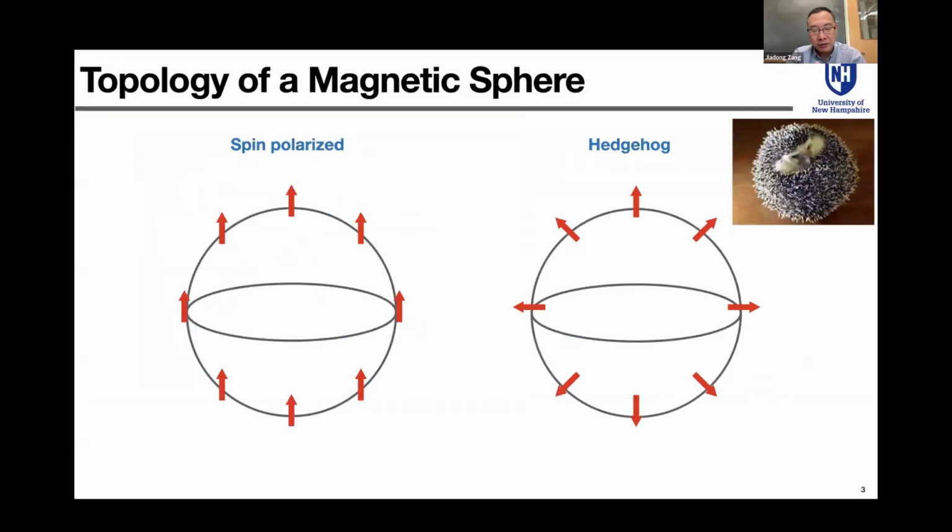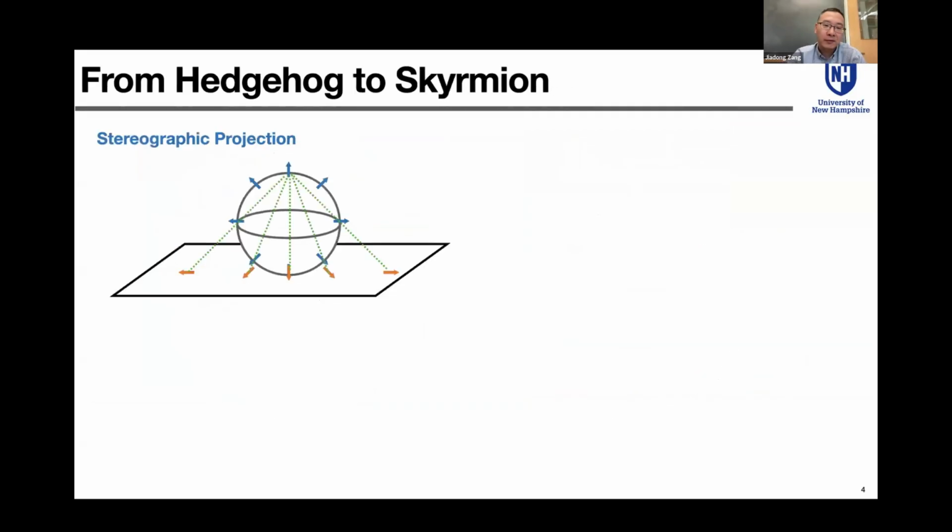So I will talk about the topological aspect of spin textures, and the topological aspect can be traced back to the topology of a magnetosphere. Here the spins are lying in three dimensions. So there are two topologically different structures. One is spin polarized, and the other is the hedgehog on the right. If you place this hedgehog configuration on top of a 2D plane, for any point on the plane, you draw a line connecting to the North Pole, and this line would intersect with the unit sphere.